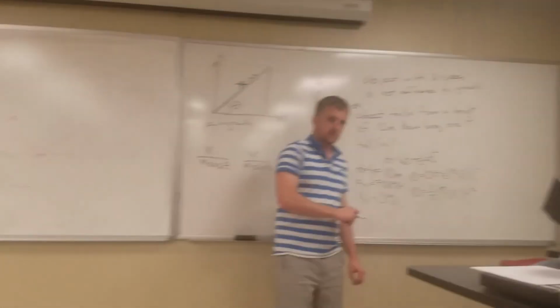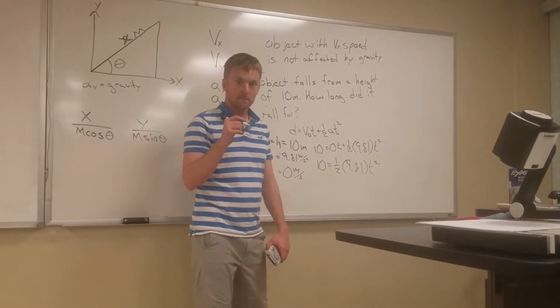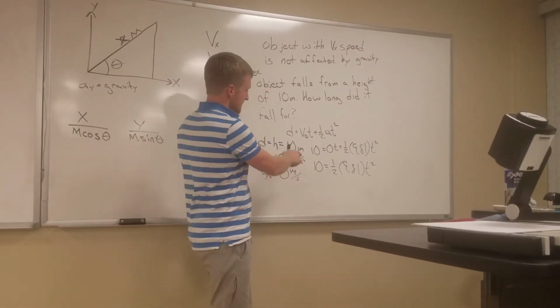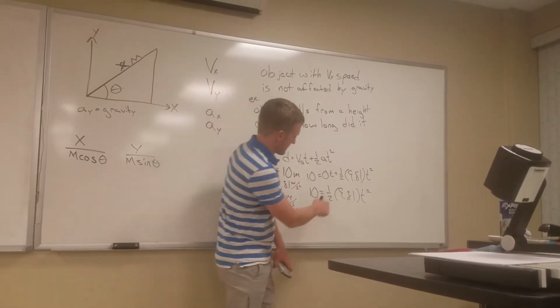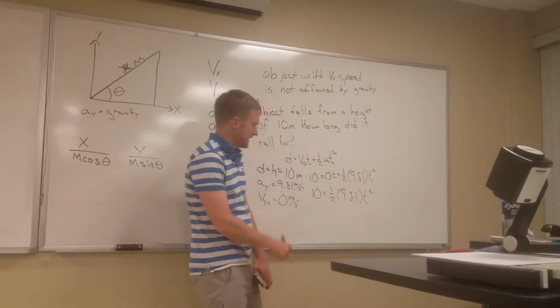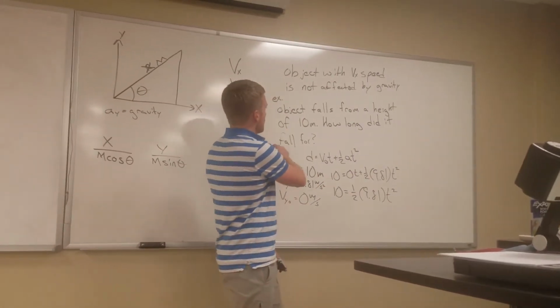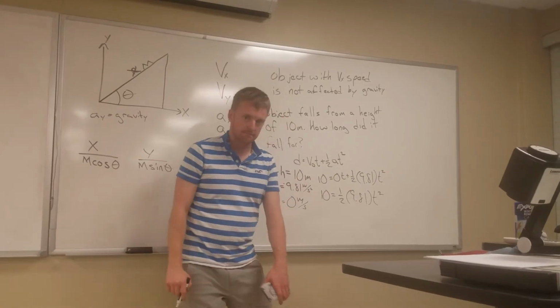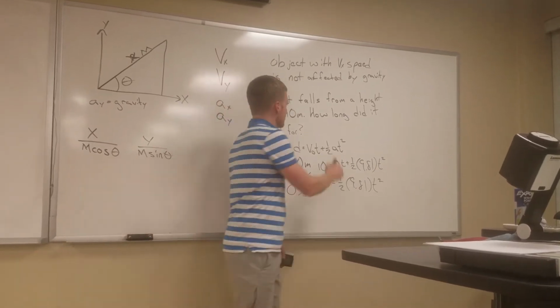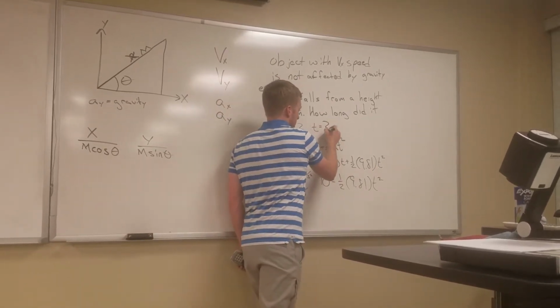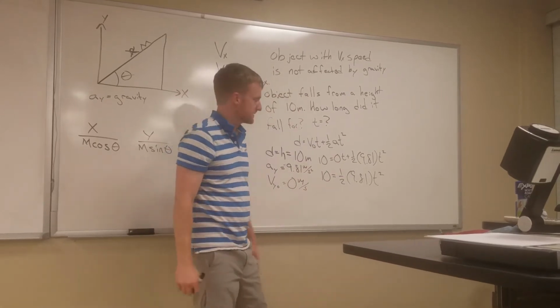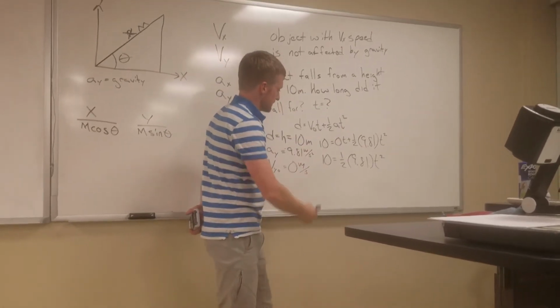You can go ahead and pause it real quick. Okay, so 10 is equal to 1/2 times 9.81 t squared. What do we have to solve for? How long did it fall for? We're looking for time, in seconds. So let's solve for that.